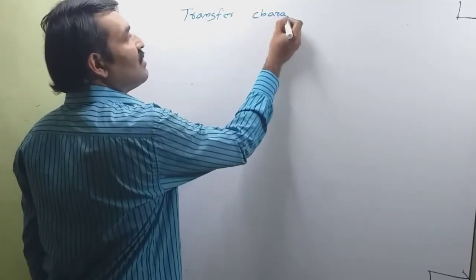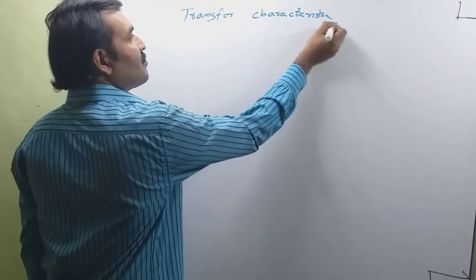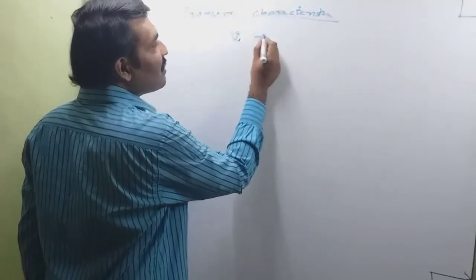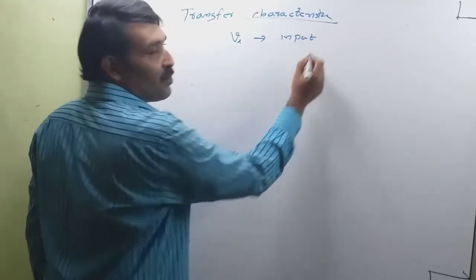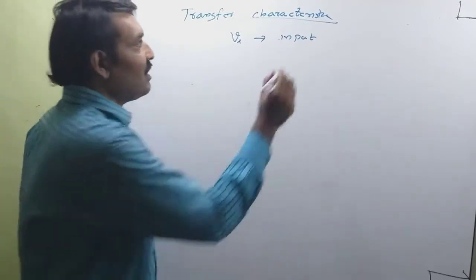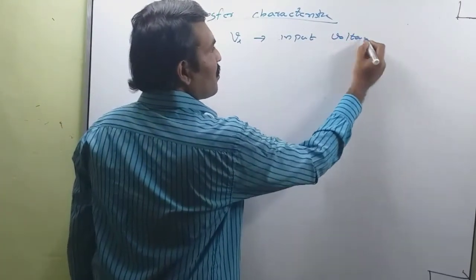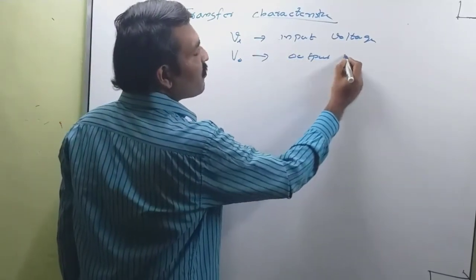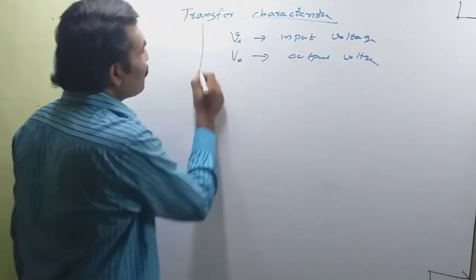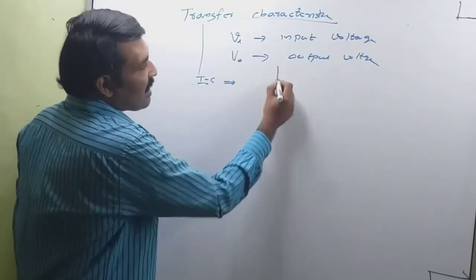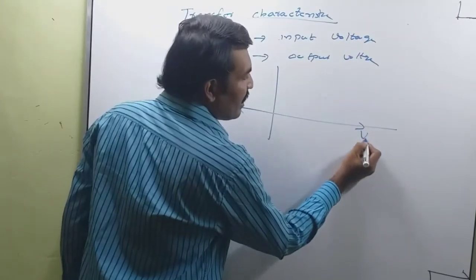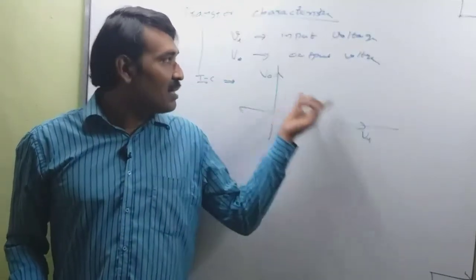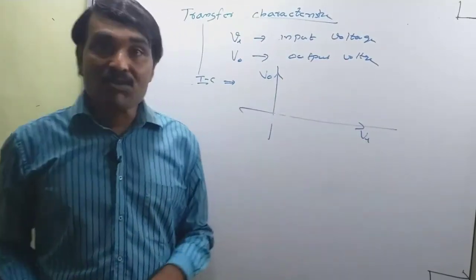Transfer characteristics. Let, for a circuit, Vi be the input, maybe current or voltage, anything, that input voltage, and V naught be the output voltage. Then transfer characteristics implies a graph between V input and V output.